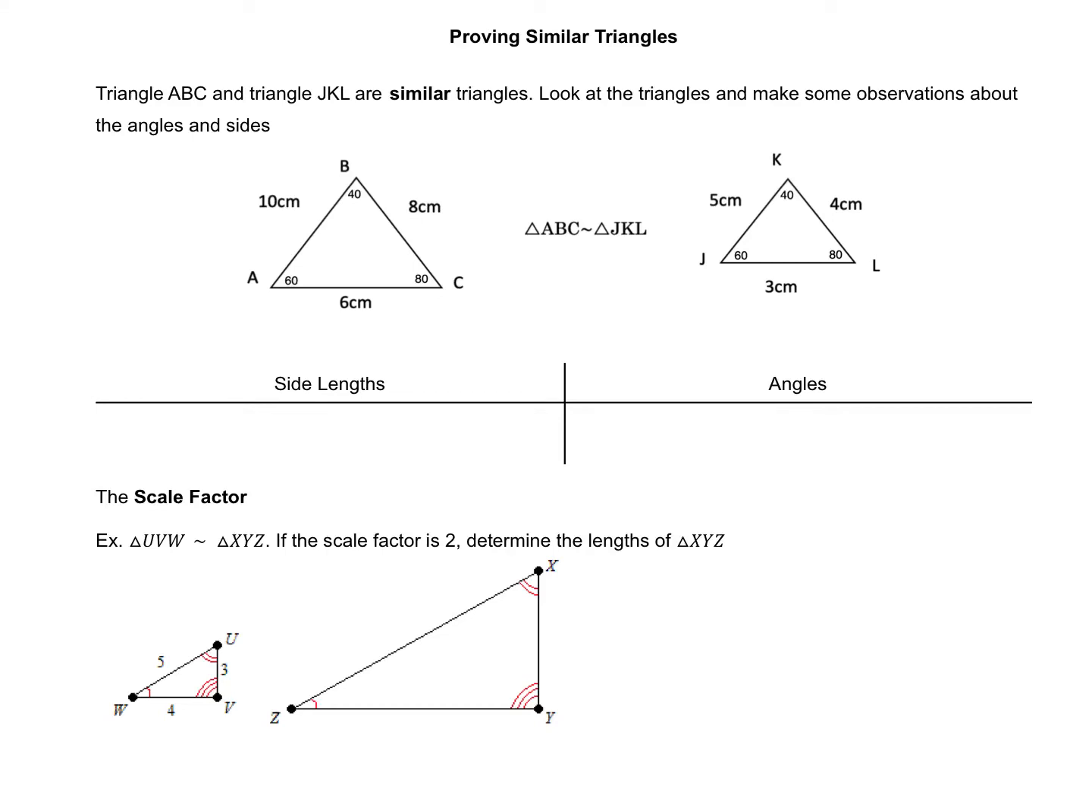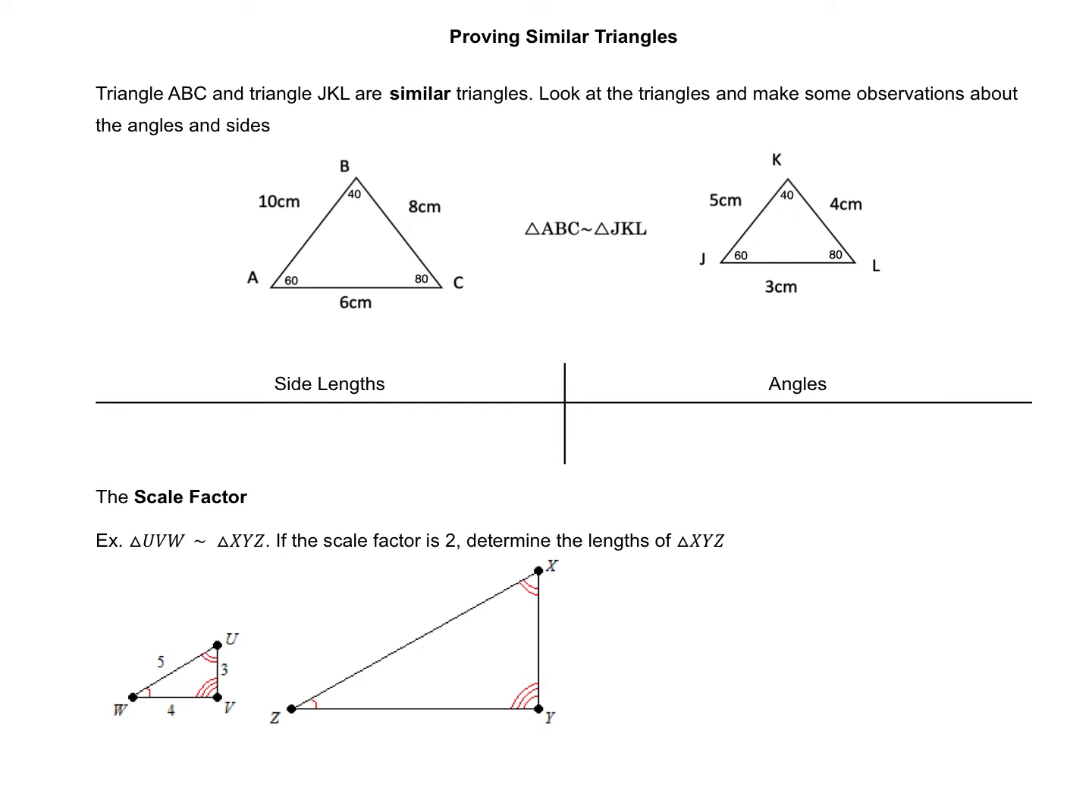In this video, we will be looking at what similar triangles are and how to prove their similarity. So we're going to start off with a little visual. I have triangle ABC with side lengths 10, 8, and 6 and the following angle measurements, and triangle JKL with side lengths 5, 4, 3 centimeters and the following angle measurements.